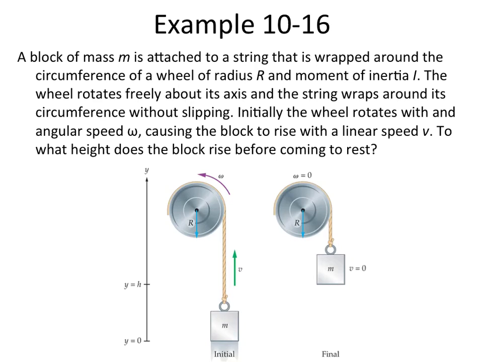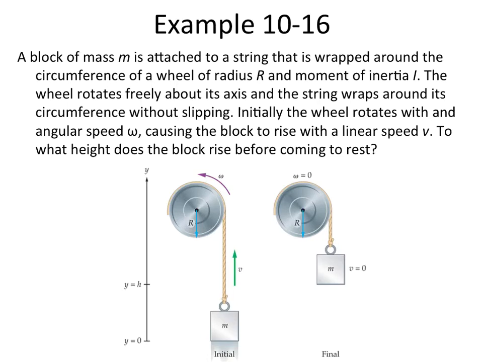Example 1016 is another example of accounting for all the energy at various different points as the system moves or changes the types of energy that it has at different points. Now, you'll notice right here that there are no numerical values, I should say, but we have everything in general terms.